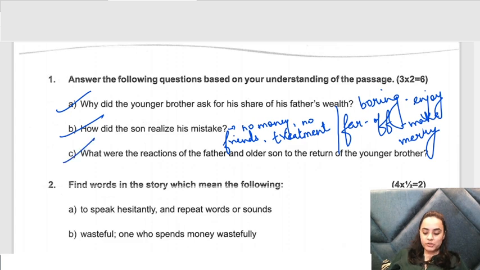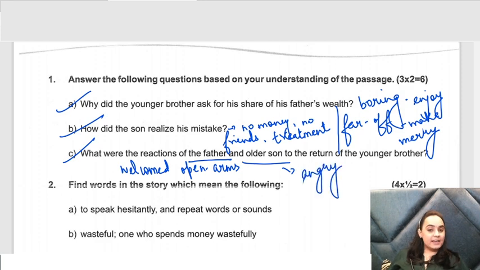What were the reactions of the father and the older son to the return of the younger brother? The father welcomed the son with open arms. He was very happy. He embraced his son. On the other hand, the older son was angry because he had never been given such a lavish party.